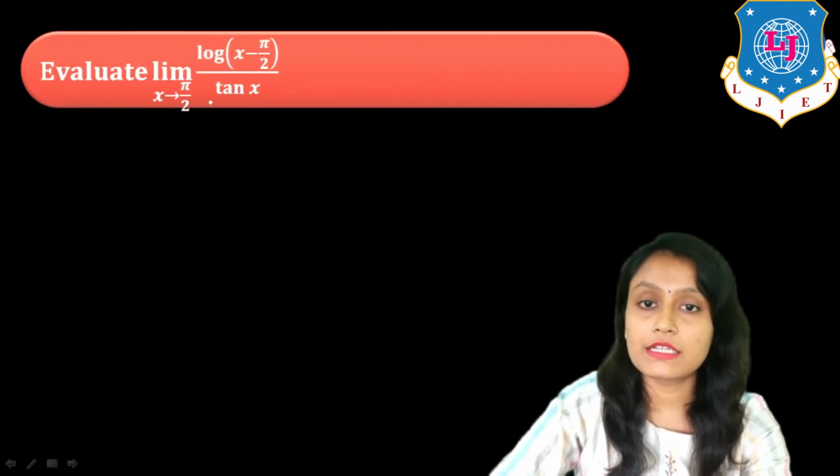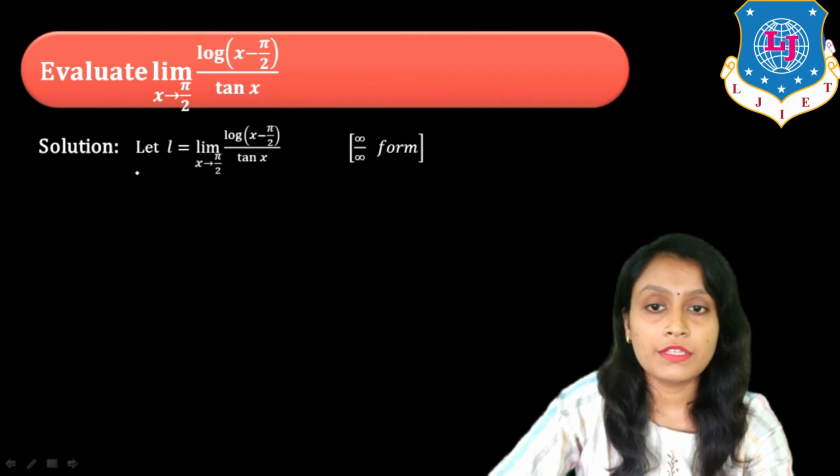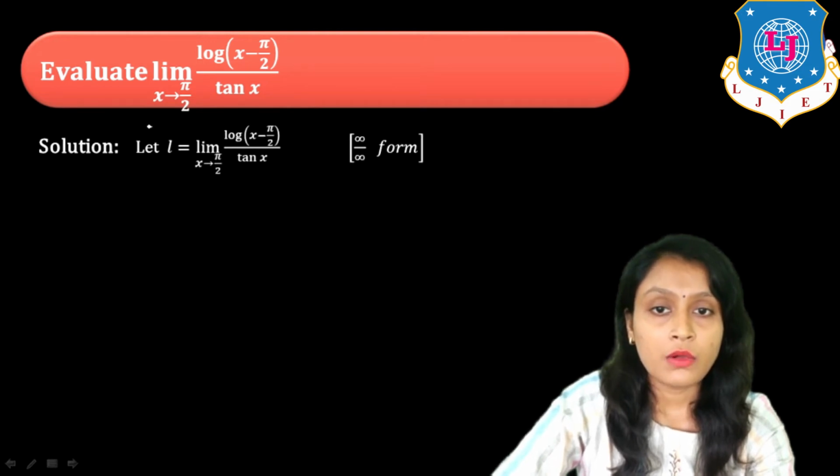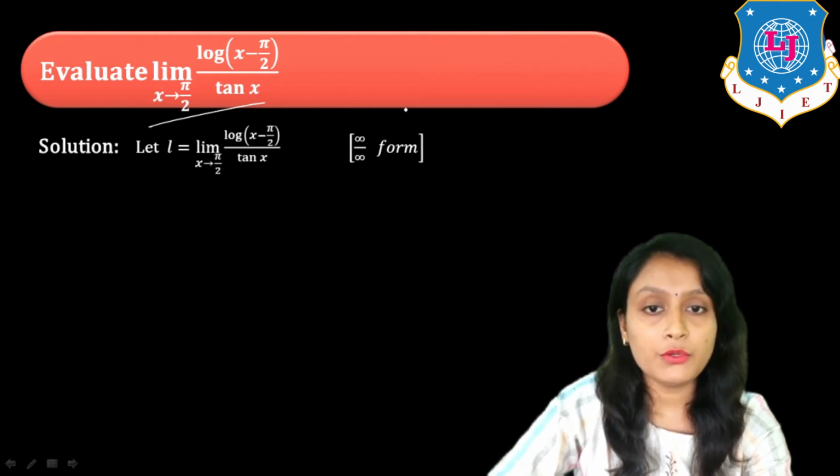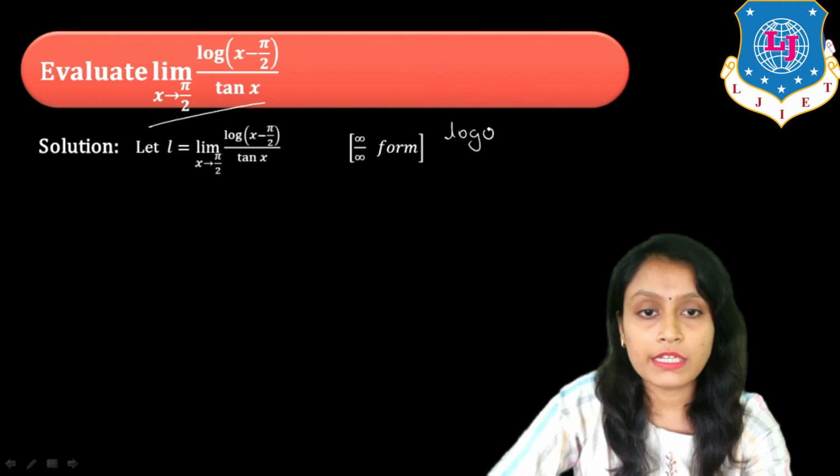Evaluate limit x tends to pi by 2 of log(x minus pi by 2) upon tan x. Let's begin with the solution. Take this limit as L. Now if you substitute x is equal to pi by 2 here, you will get log(pi by 2 minus pi by 2), that is log 0, upon tan(pi by 2). Now this will give the form infinity by infinity.